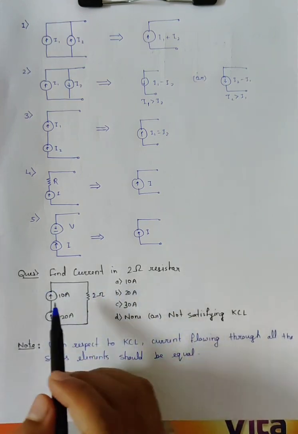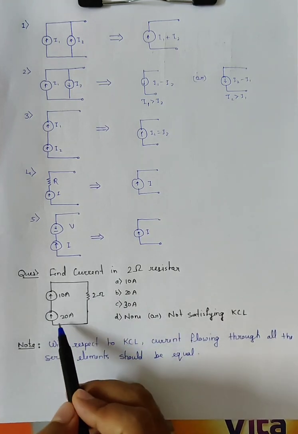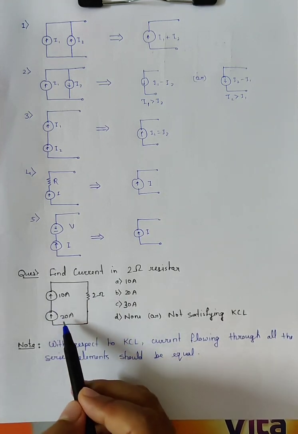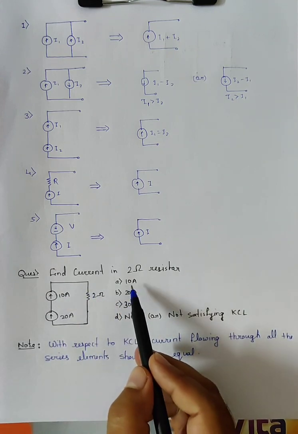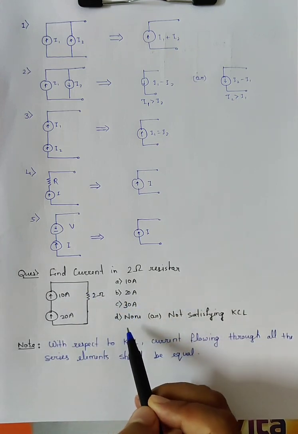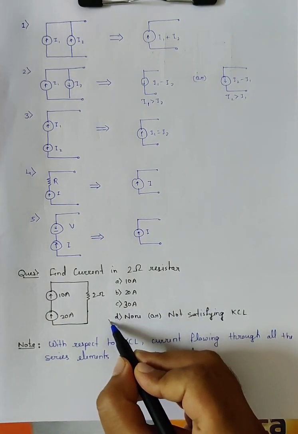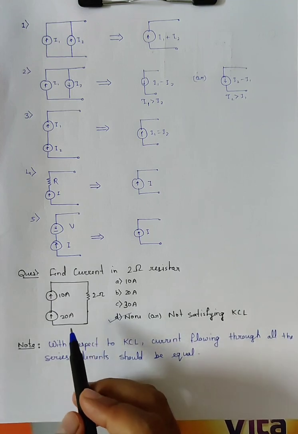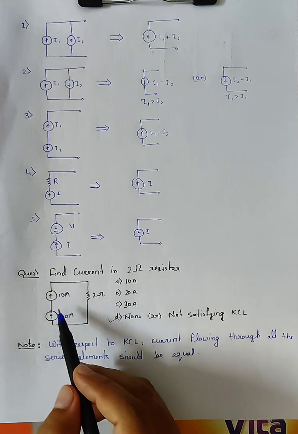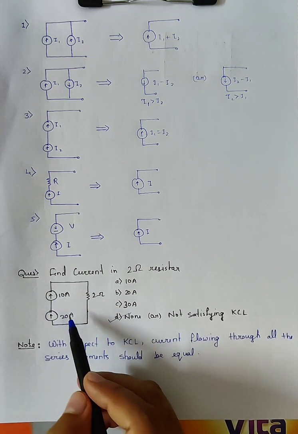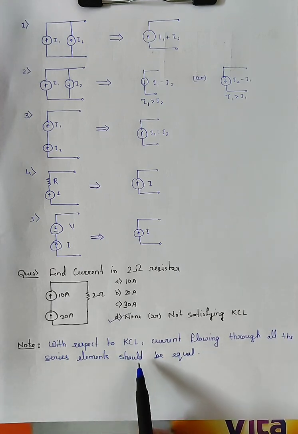Here is the question: find current in 2 ohm resistor. This is the circuit with two current sources in series, 20 ampere and 10 ampere, with a resistance in series of 2 ohm. The options are 10 ampere, 20 ampere, 30 ampere and none, or not satisfying KCL. The correct answer is none, or not satisfying KCL, as in a series the value of current should be equal, and here the two current sources 10 ampere and 20 ampere are not equal. So with respect to KCL, current flowing through all the series elements should be equal.